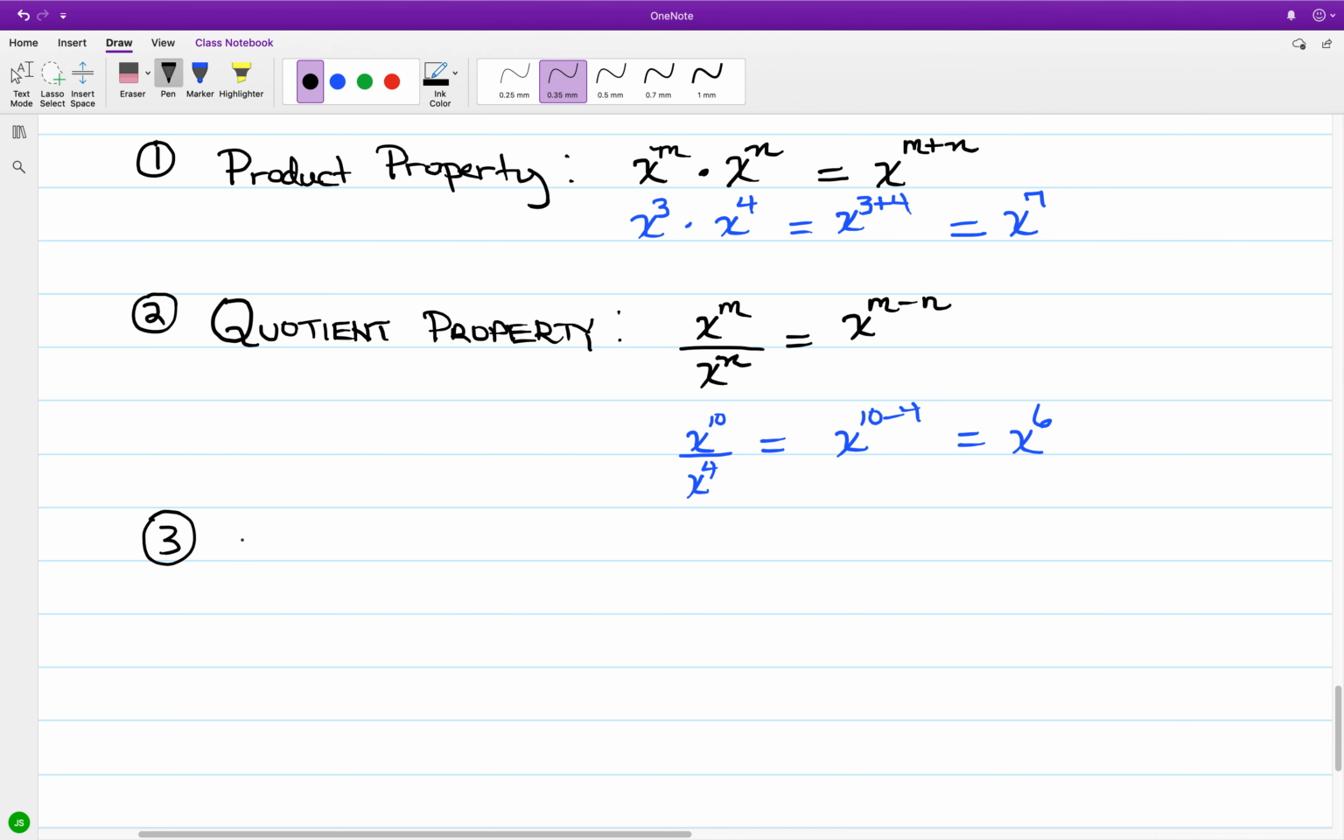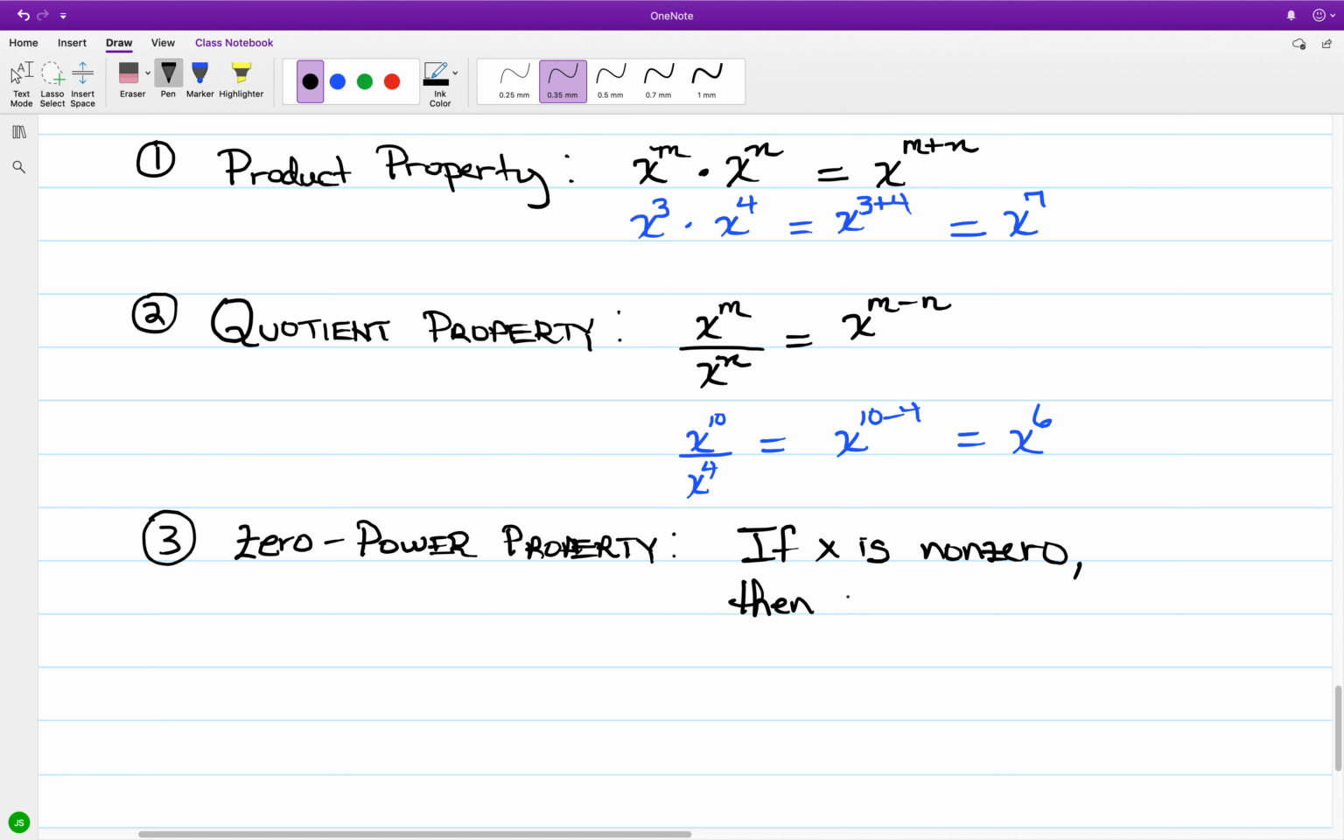Also in the mix, we have what is referred to as the zero power property. And this states that if you have an exponential base x, which is non-zero in value, if x is non-zero, then x to the 0 is equal to 1.